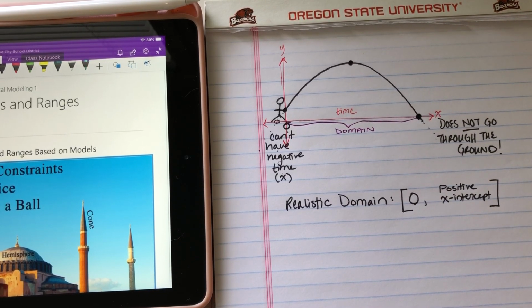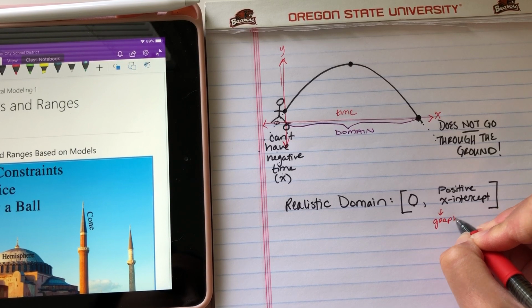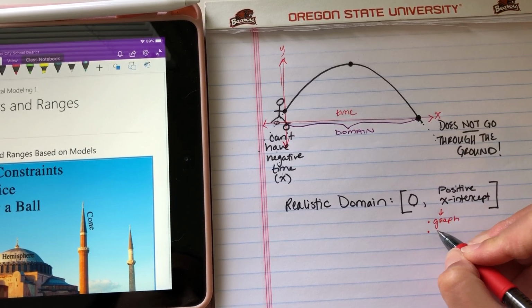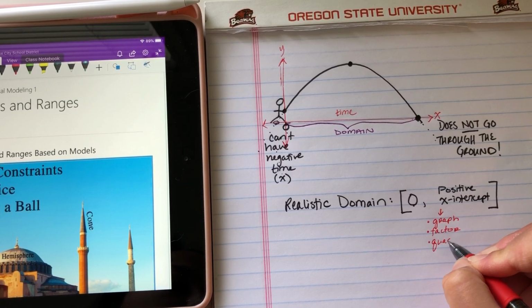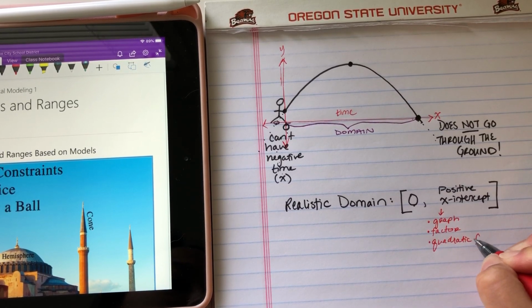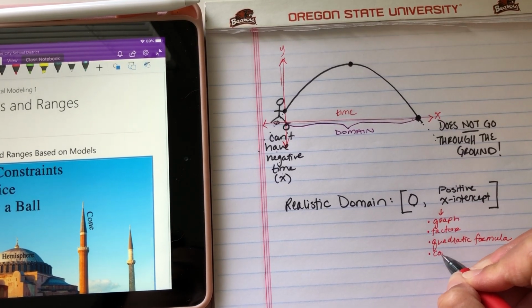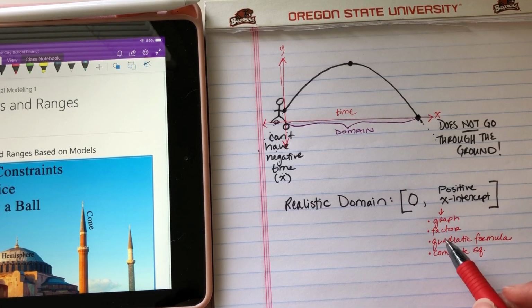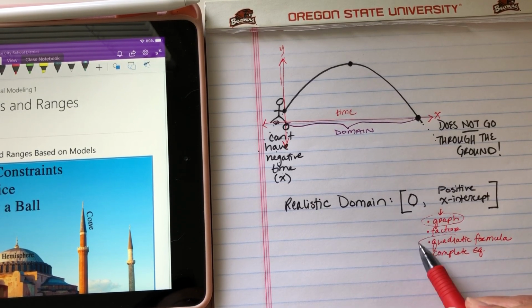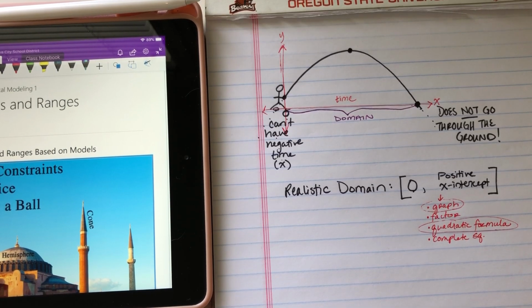How do we find the positive x-intercept? Well, there are a few ways. We can graph it. We can factor it if it's factorable. We can use the quadratic formula, or we can use completing the square. Now, in this lesson, I'm going to show you graphing and quadratic formula because those are the two that we'll most likely be able to use.